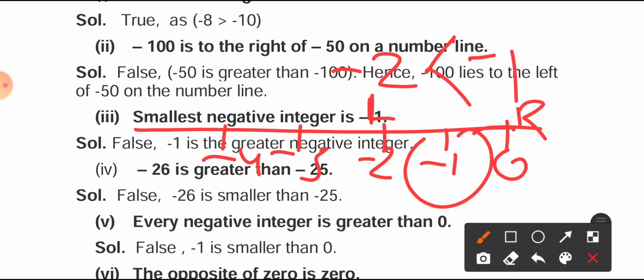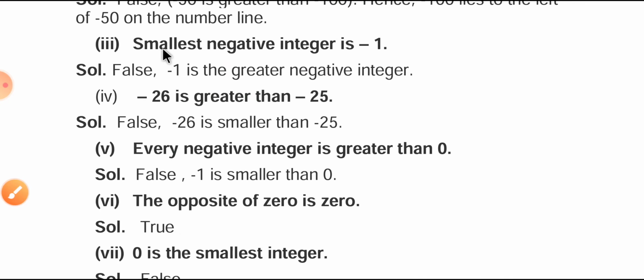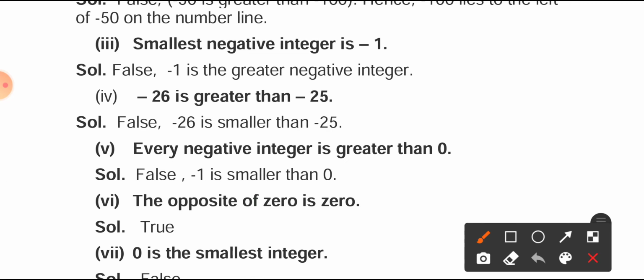It means minus 1 is greater than minus 2. So minus 1 is not the smallest, it is the biggest negative integer. Then fourth one, minus 26 is greater than minus 25. So it is false, as minus 26 is smaller than minus 25.